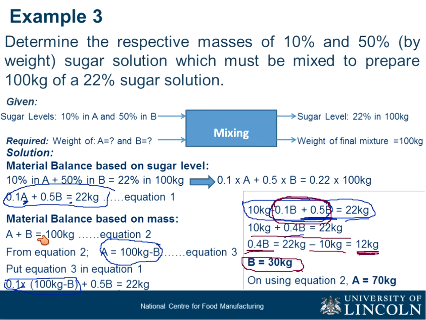If I use A plus B equals 100, and you know that your B is 30, so your A will definitely be 70. Okay, you don't need to show me how you get this. I know this is the hard work. You've done the hard work here. So I will know definitely by stating that on using equation 2, your A will be 70, because A plus 30 equals 100.